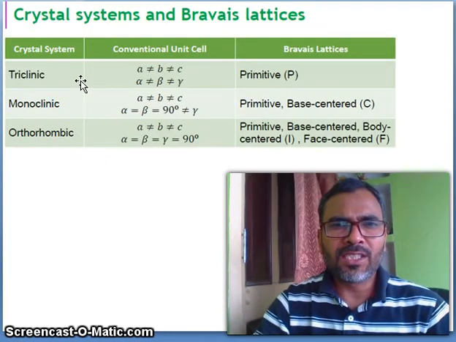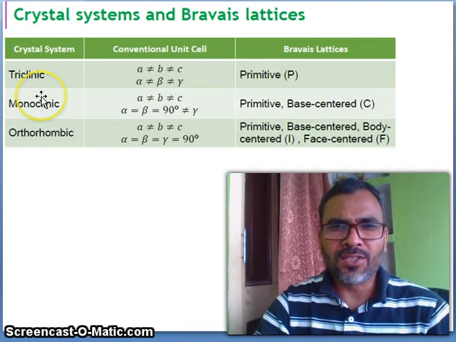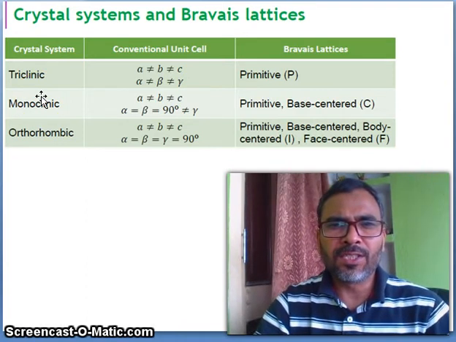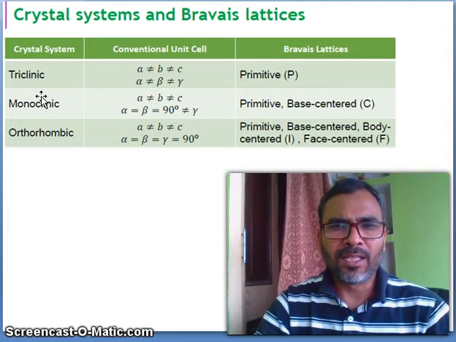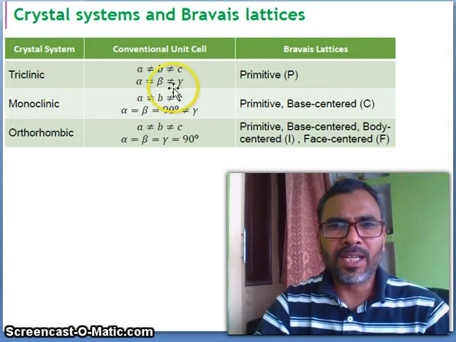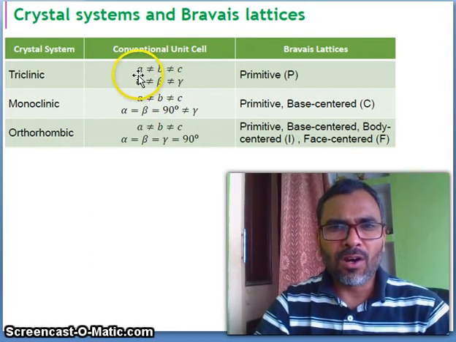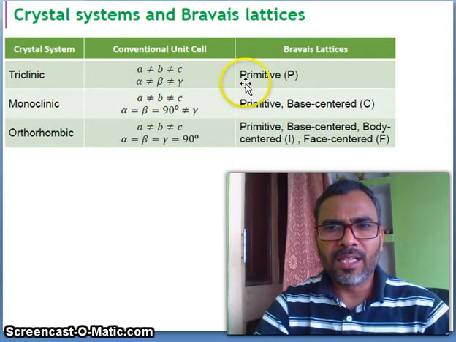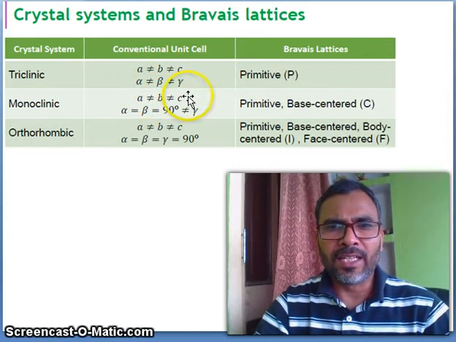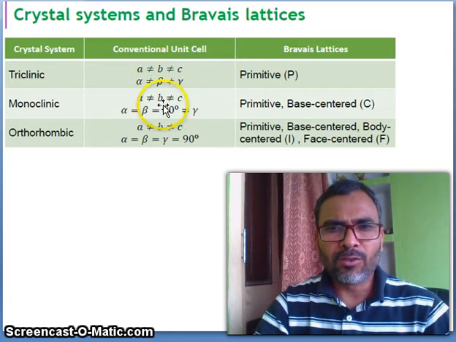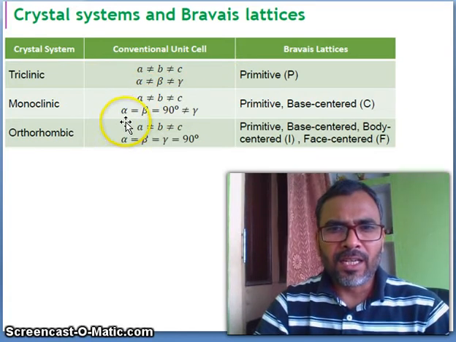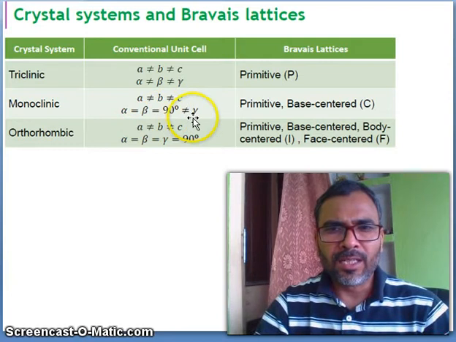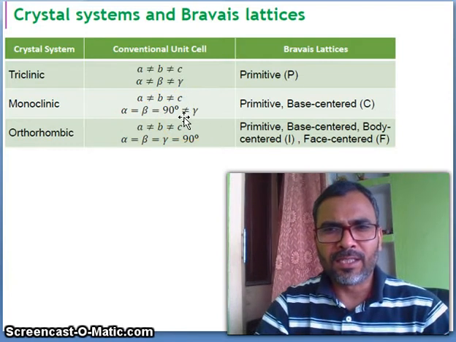So what is the basis for this crystal system? The basis is a, b, c and alpha, beta, gamma. a, b, c are the sides, and alpha, beta, gamma are the angles. If all sides are not equal and all angles are not equal, then it is called triclinic. a is not equal to b is not equal to c. Here alpha is equal to beta is equal to 90 degrees, but gamma is not equal to 90 degrees.